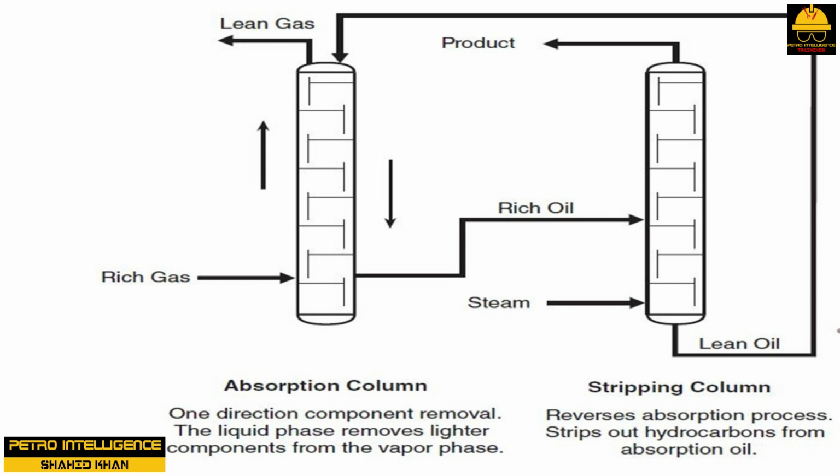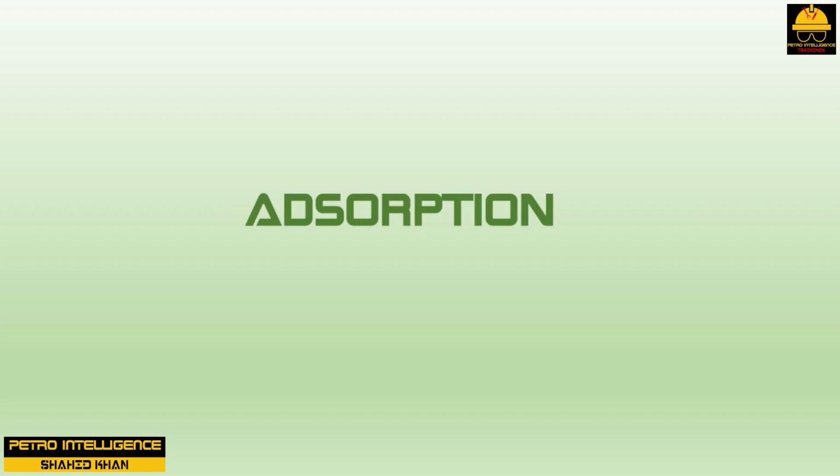Stripping columns. Stripping columns are used with absorption columns to remove liquid hydrocarbons from the absorption oil. To the untrained eye, a stripping column and an absorption column are identical. As rich oil leaves the bottom of the absorber, it is pumped into the midsection of a stripping column. As the hydrocarbons break free from the absorption oil, they move up the column while the lean oil is recycled back to the absorber.